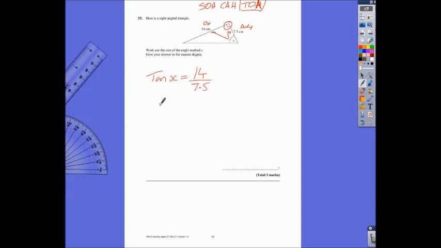And then to work out X, we do inverse tan. So you press Shift and tan on your calculator. That'll open your brackets for you. And then you do 14 divided by 7.5. And that should give you an answer of 61.8214 going on. But it says to the nearest degree. So because that's an 8, that will round up to 62 degrees.